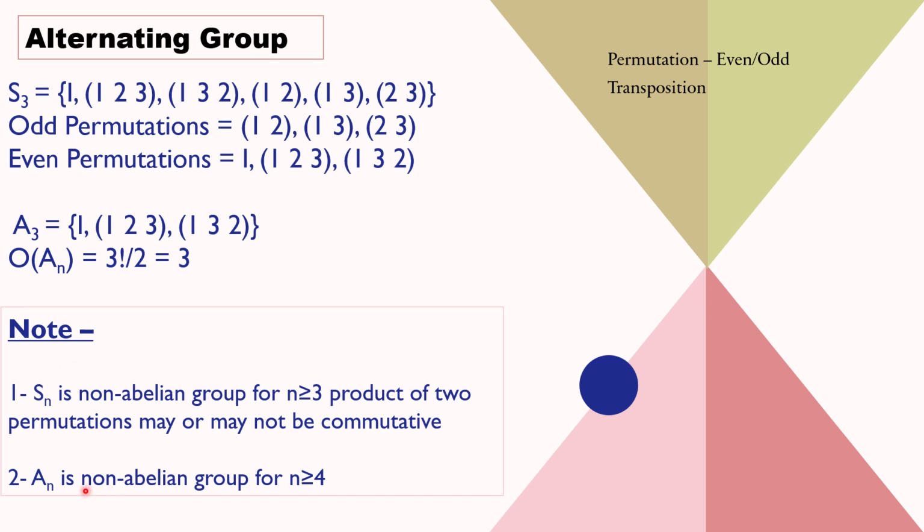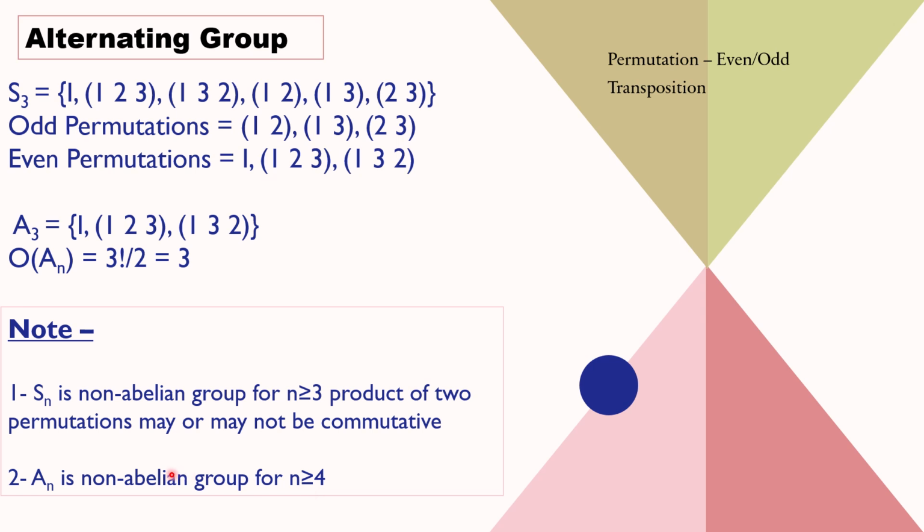Now, An is a non-abelian group for n greater than or equal to 4. Now here is the difference. S3 is non-abelian, but A3 is abelian. Okay, because the condition here is n greater than or equal to 4. So A1, A2 and A3 are abelian. A4 and so on are non-abelian. Okay, this is what will be used.